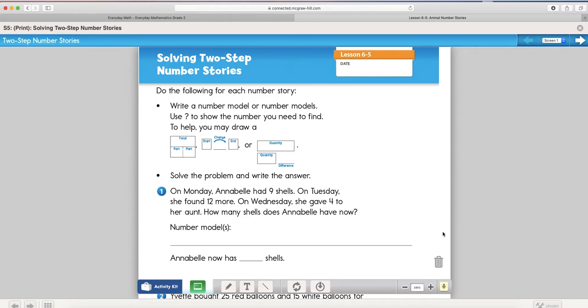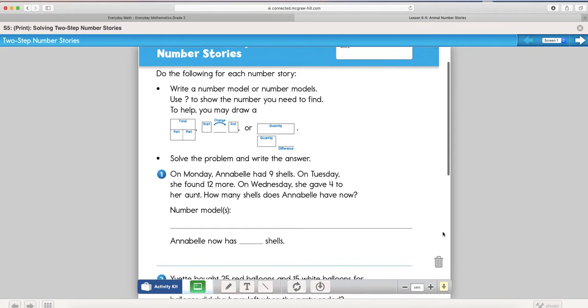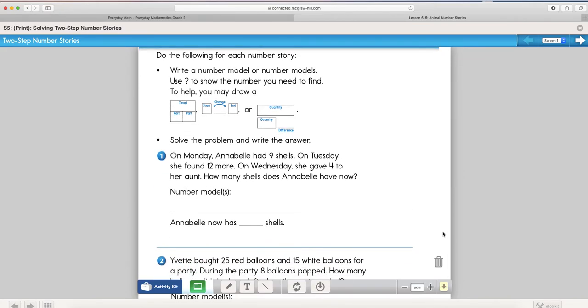So on page 150 in your book, at the very top of the page it says, do the following for each number story. So for each number story or word problem, we are going to write a number model or number models. So we may have to write more than one math problem for each one. And we're going to use a question mark to show the number that we need to find. So we're going to show that mystery number with a question mark.